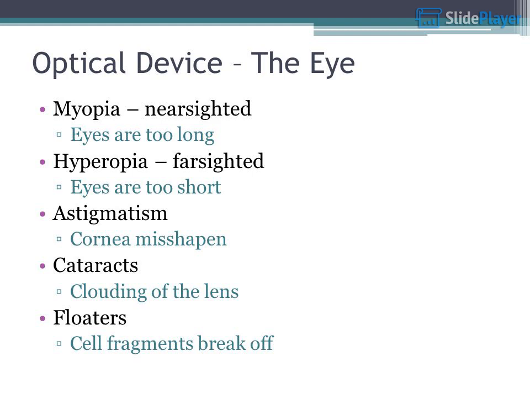Make drawings of myopia, hyperopia, and astigmatism. Floaters are not really moving; the eye just tries to track them.